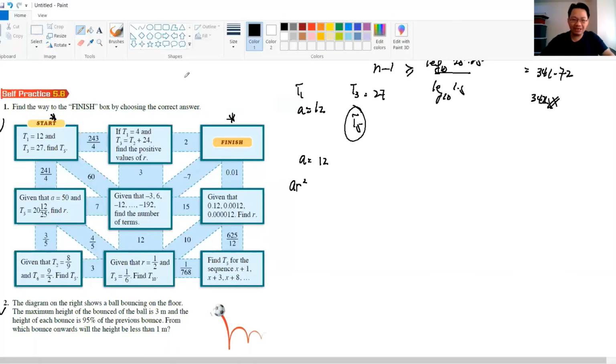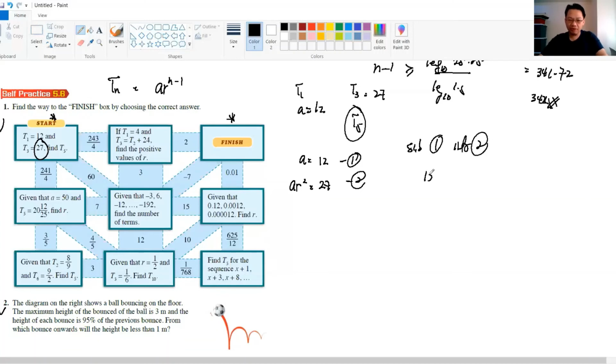You still remember the formula? A R to the power n minus 1, if that is your Tn. So if this is 3, then you put 3 here. So 3 minus 1, that's why we got 2. So A R squared equals 27. Now we can find R. So you see A is 12. Substitute here. First equation, second equation. So sub first into second. So it will become 12 R squared equals 27.